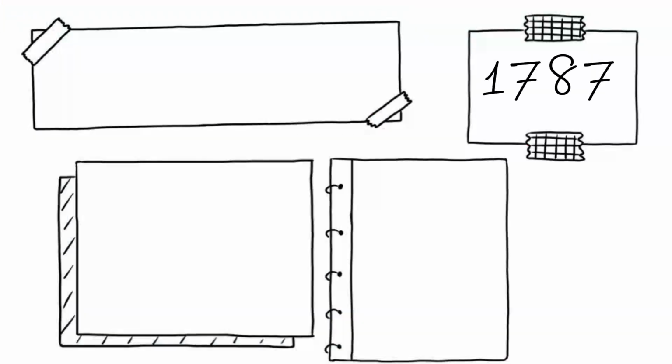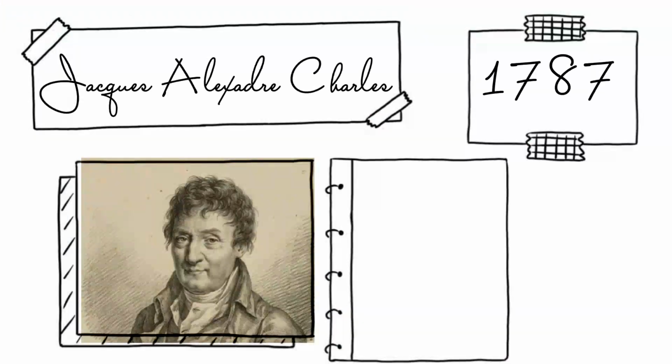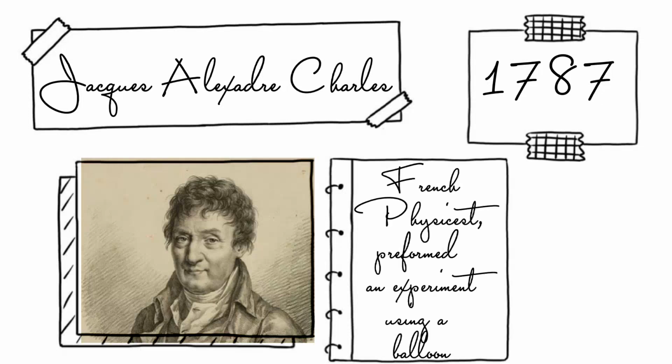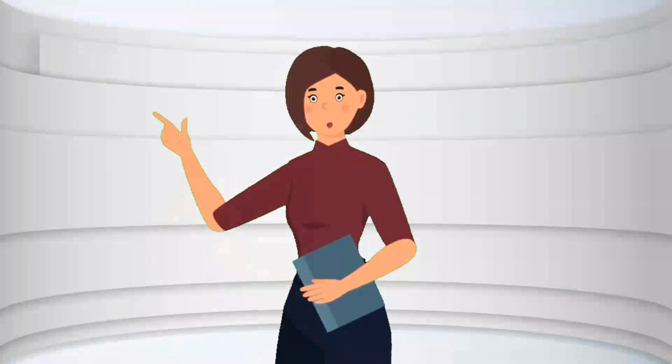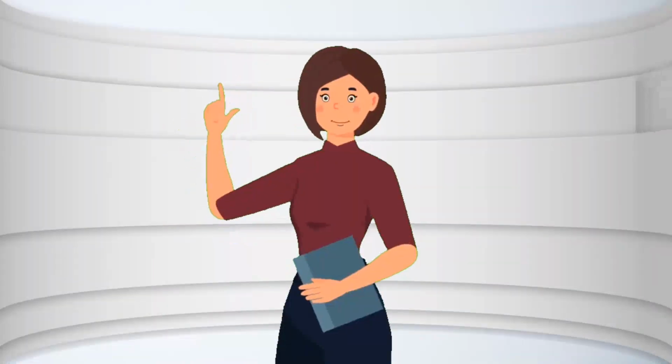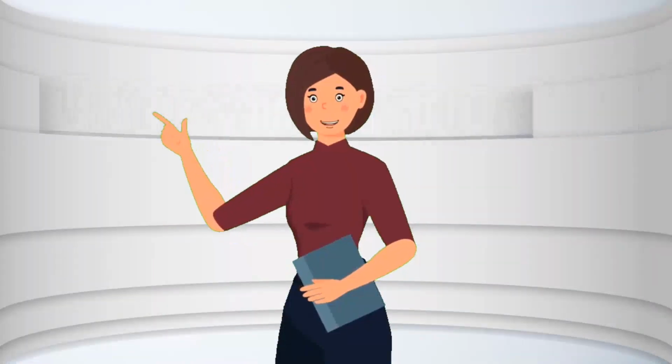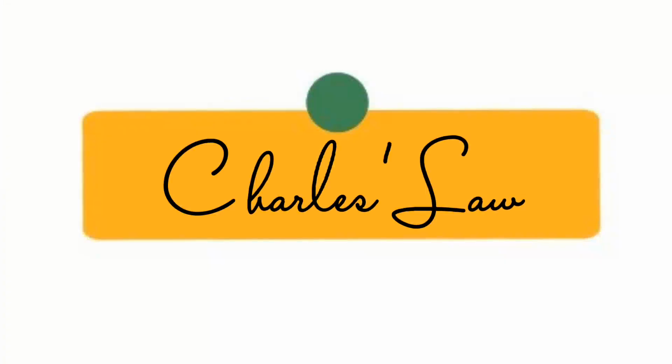In 1787, Jacques Alexandre Charles, a French physicist, performed an experiment using a balloon. Based on his observations, he discovered the relationship between the volume and the temperature of gases at constant pressure. This relationship was known as Charles's law.